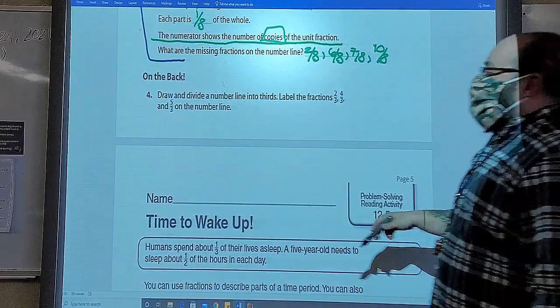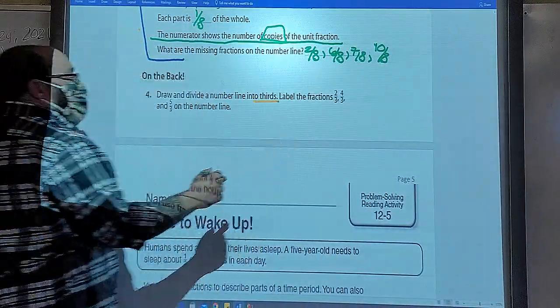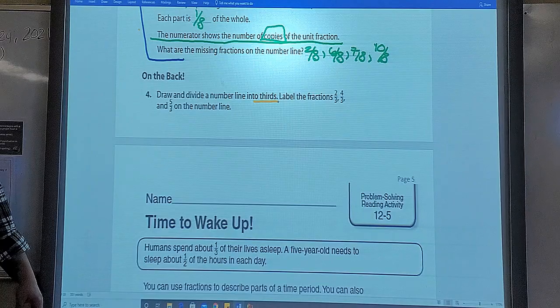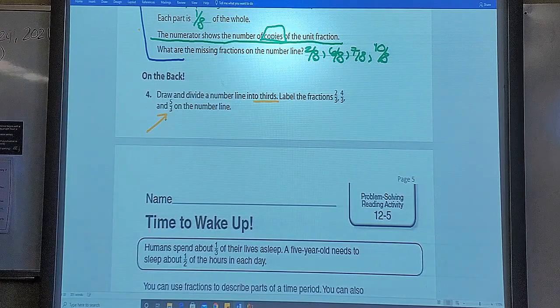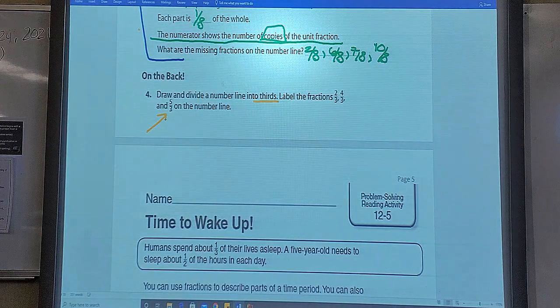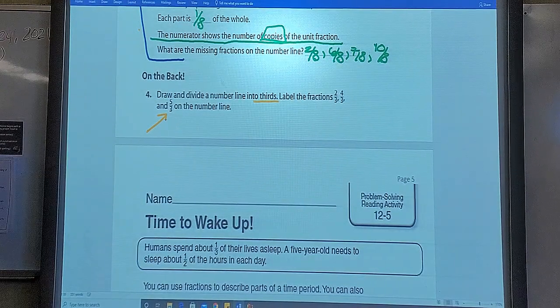There we go. Draw and divide a number line into thirds. We did thirds yesterday, right? But we also have a hint about what that means, because they actually already gave us the denominator. What is the denominator here, Brewer? Three, exactly.